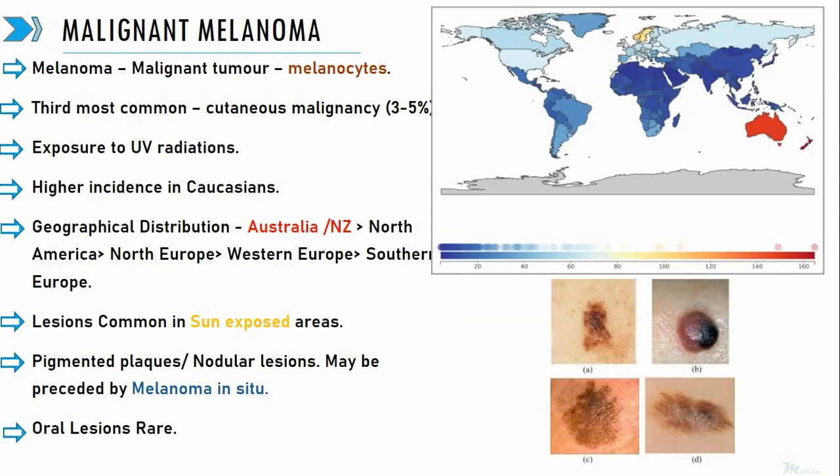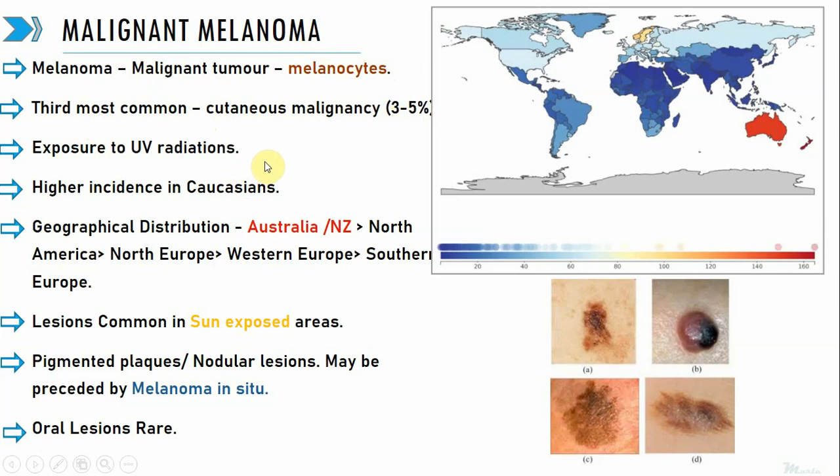Moving on to the next lesion, that is melanoma, also referred to as malignant melanoma. It is a malignant tumor involving the melanocytes. As we discussed initially, melanocytes are cells of the oral epithelium. These are categorized as non-keratinocytes. The melanocytes generally reside in the basal cell layer and are responsible for producing melanin, which imparts color to the skin. Worldwide, melanoma is thought to be the third most common cutaneous malignancy, with incidence ranging between 3 to 5%.